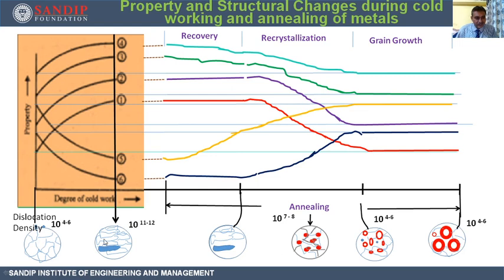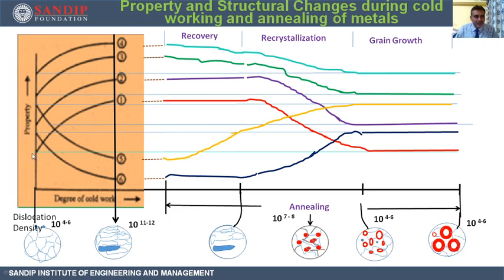And look at the grains. The grain structure was equiaxed polygrain before cold working. After cold working, it is elongated. It is a distorted grain structure. Now we have introduced annealing in between. So this is annealing. Annealing shows developments in three stages. The first one is recovery, the second is recrystallization, and the third one is grain growth.